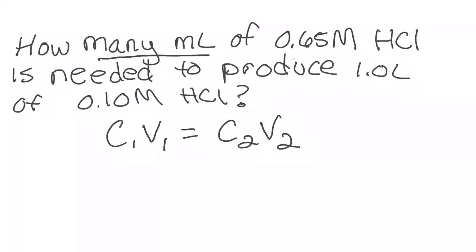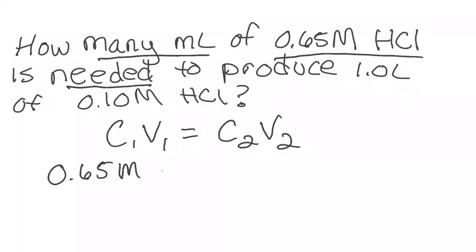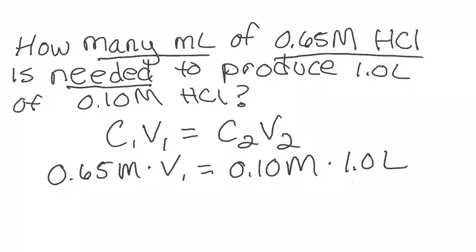Well, how many milliliters of 0.65 molar HCl is needed? So that must be the starting volume, and this must be the starting concentration. So I plug those in. I have 0.65 molar times V1, I don't know what V1 is, equals the second concentration, 0.10 molar. And remember, concentration 2 has to always be less than concentration 1, times the volume, which is 1.0 liter. And so this volume always has to be bigger than V1. So the answer is going to be something less than 1 liter.